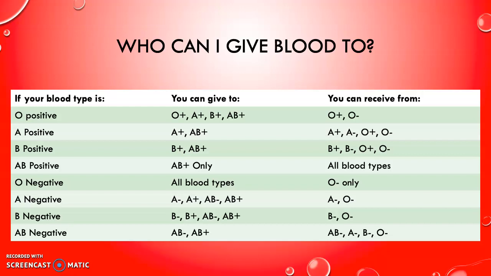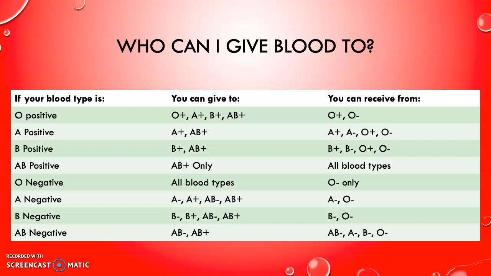A positive blood can only give blood to A positive and AB positive blood. And it can only receive from A positive, A negative, O positive, and O negative. B positive can only give to B positive and AB positive blood types, and can only receive from B positive, B negative, O positive, and O negative blood.